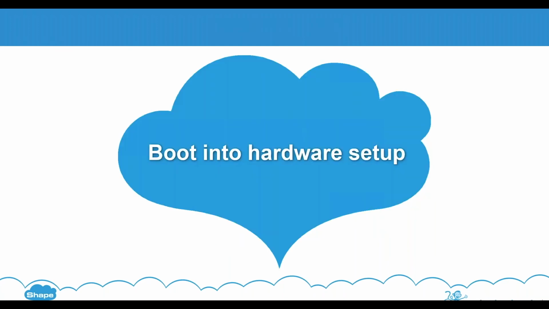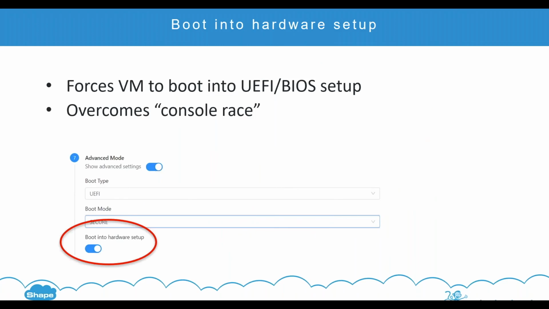Boot into hardware setup, very simple bit of functionality. So only for VMware at this stage, but when you deploy a VM, you can specify to boot into the hardware setup menu. The use case around this, obviously, you want to change the boot order of a machine, and the problem was always traditionally you would click launch VM and then quickly try and get into the console to press whatever keys were necessary to get into the setup, and often the console wasn't ready and you'd already missed it, etc., etc.